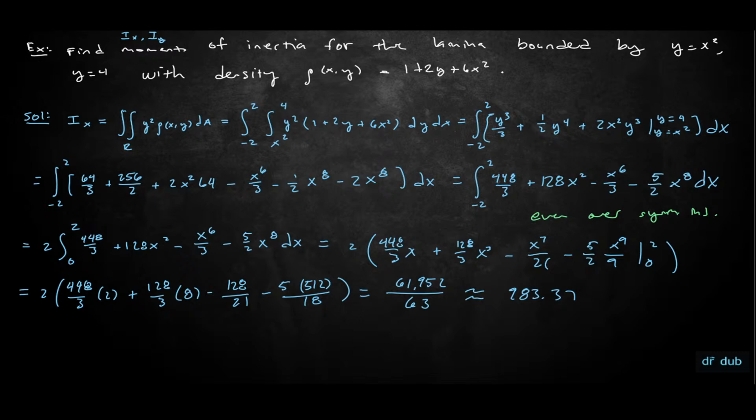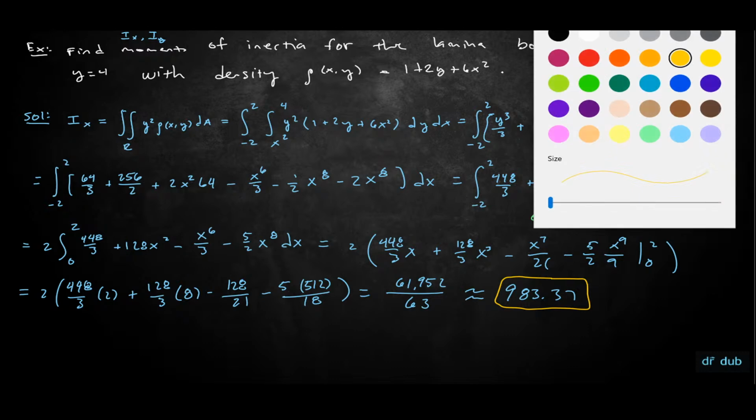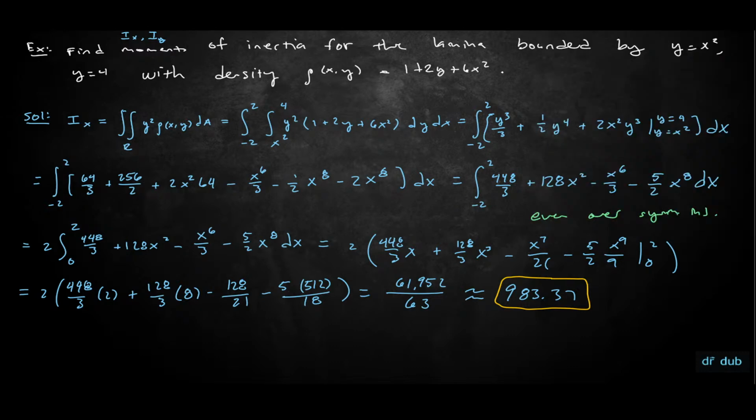And that looks like a pretty big number, but we need to compare it to something. So we'll compare it to I sub y to see which one's larger. My guess is the x-axis is going to have a larger moment of inertia. The y-axis doesn't feel like it's going to have a very large moment of inertia, not compared to the x-axis, because the mass around the y-axis is symmetric. So let's look at I sub y now.